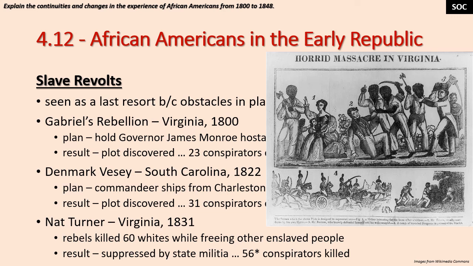The asterisk on that 56 is a reminder for me to let you know that there are 56 conspirators that are killed, but some of the people that were executed are not necessarily conspirators. They just may have had knowledge of the revolt and didn't do anything to stop it. And there is also other punishment given out to another hundred or two hundred enslaved workers in the South. They're not going to be killed, but they're going to have severe physical punishment as a result of all this.